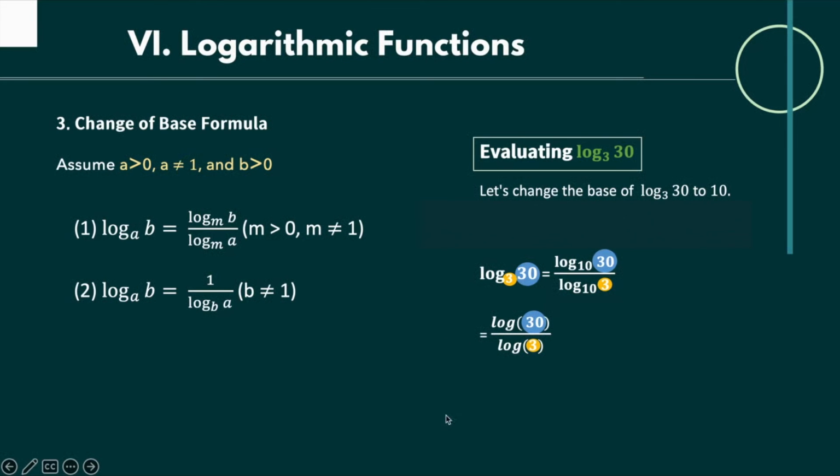Let's see an example over here at the right. So we're going to try evaluating log base 3 of 30, and we're trying to change the base of log base 3 of 30 to log base 10. So looking at this formula over here, we know that log base 3 of 30 equals log base 10 of 30 over log base 10 of 3, which is equal to log 30 over log 3.